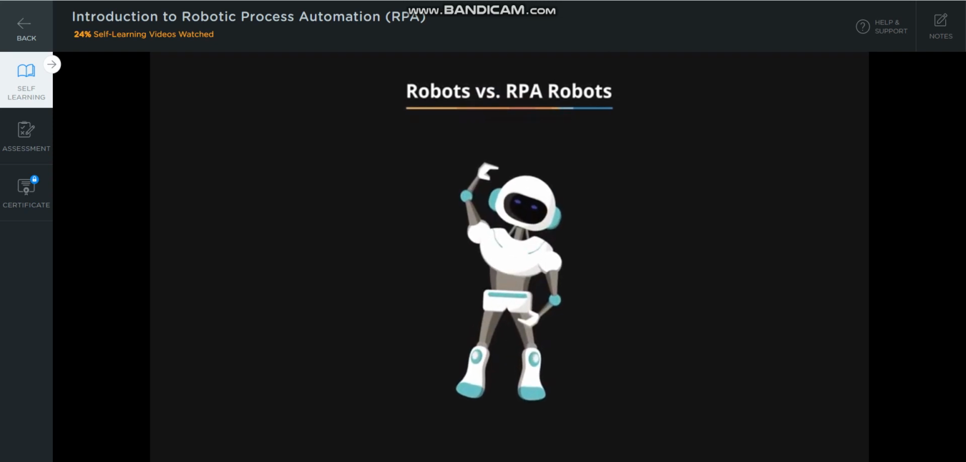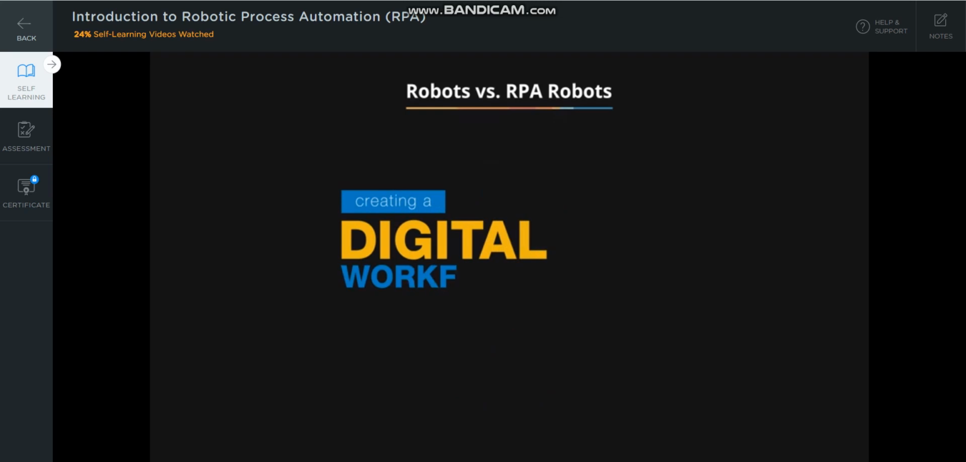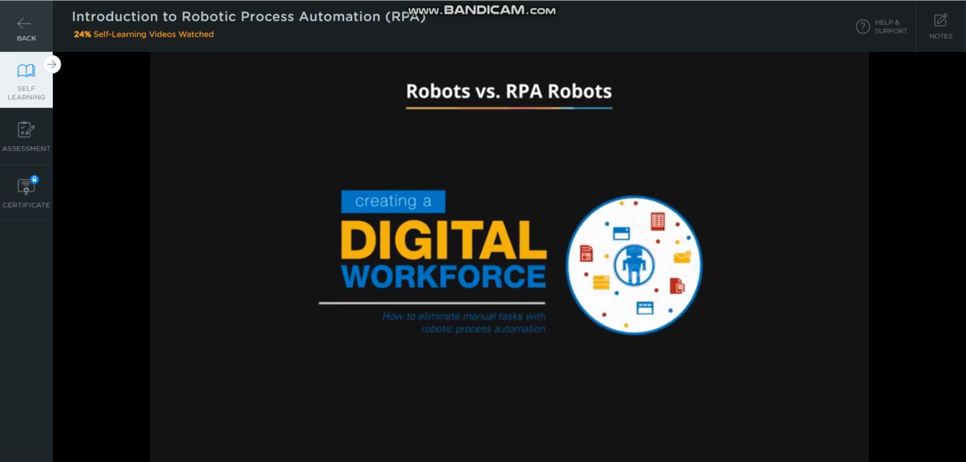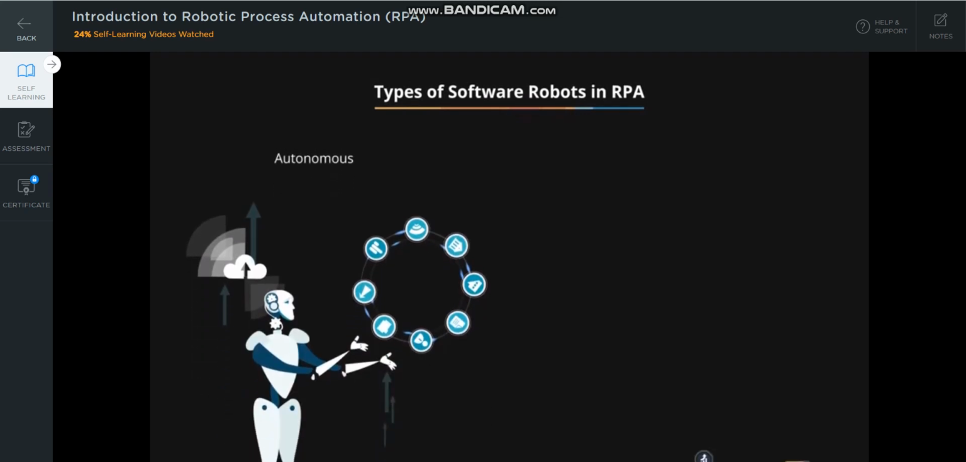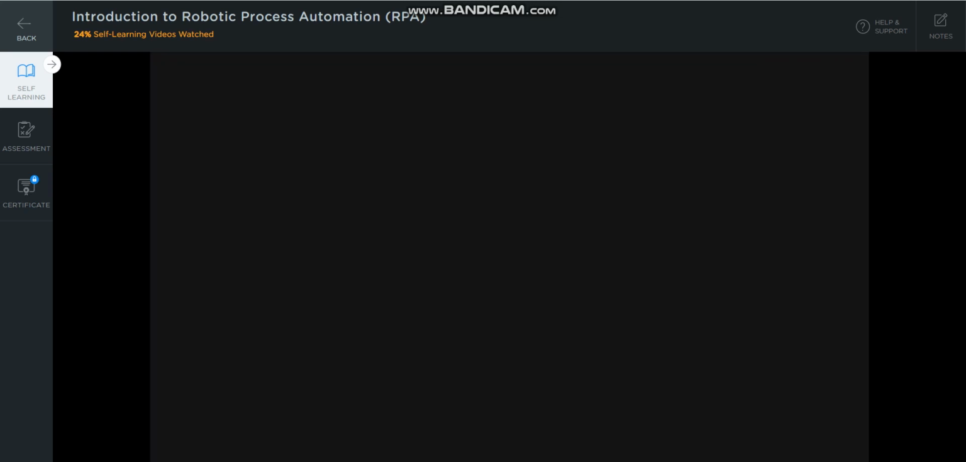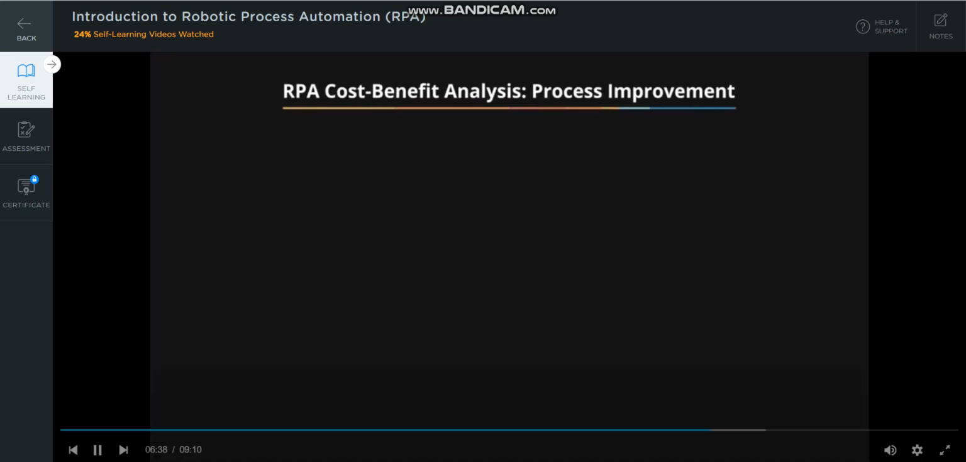Don't make a mistake. RPA are not really robots. RPA point to a digital workforce. Software robot types: autonomous and assisted. RPA cost-benefit analysis, process improvement.